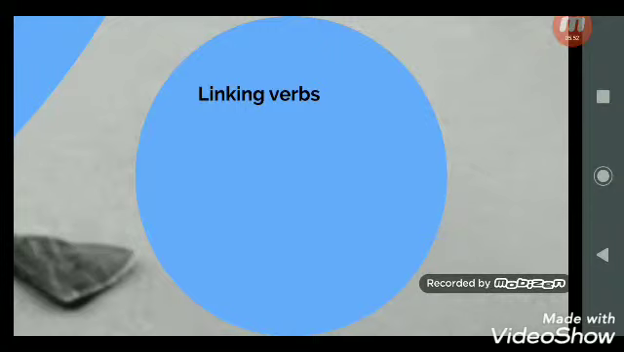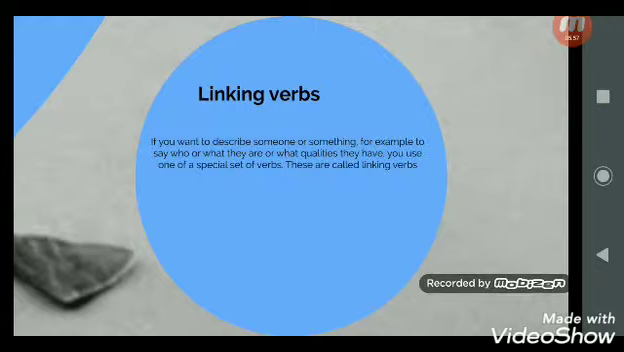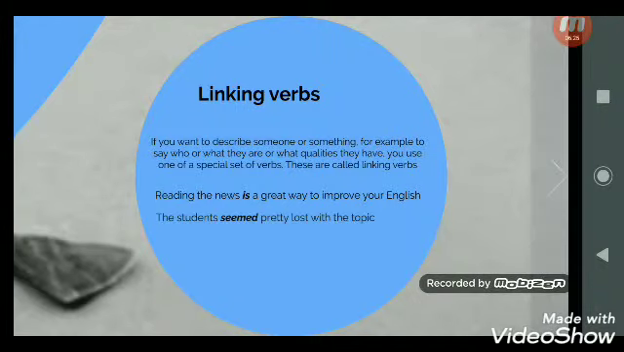Linking verbs. Sometimes we refer to linking verbs as copular verbs. If you want to describe someone or something, for example, to say who or what they are or what qualities they have, you use one of a special set of verbs, and these are called linking verbs. Reading the news in English is a great way to improve your English. In this case, is acts like an equal sign, okay? Because reading the news is the same as a great way to improve your English.